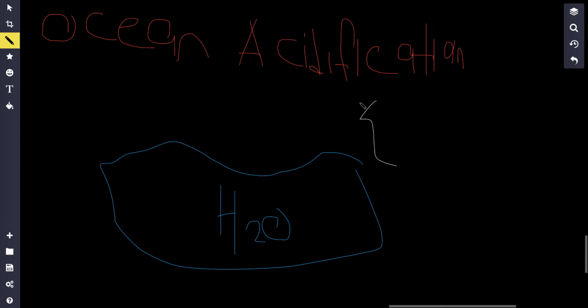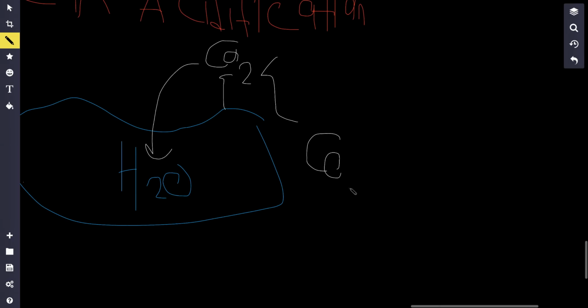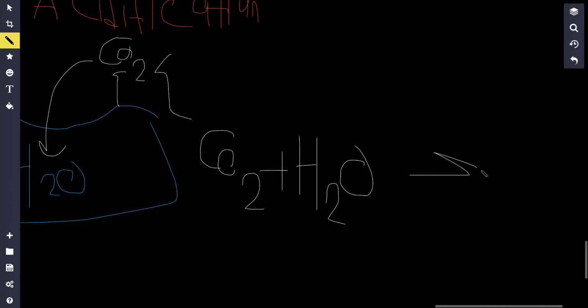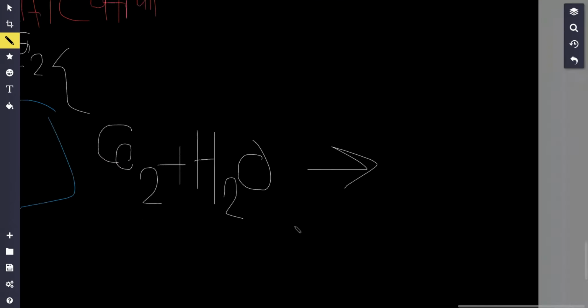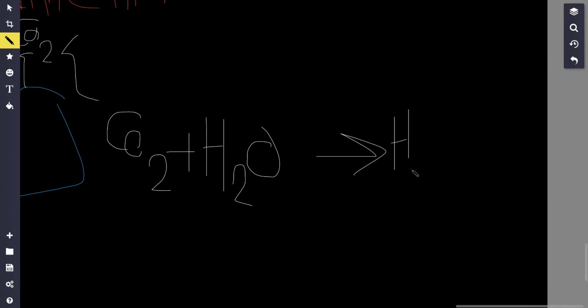Now, we're burning a lot of fossil fuels, right? And a lot of that is CO2. We're releasing CO2 into the atmosphere. Now, some of that CO2 is going to dissolve in the water, and it's going to react with this H2O. And what it's going to form is something known as carbonic acid. So carbonic acid is H2CO3.